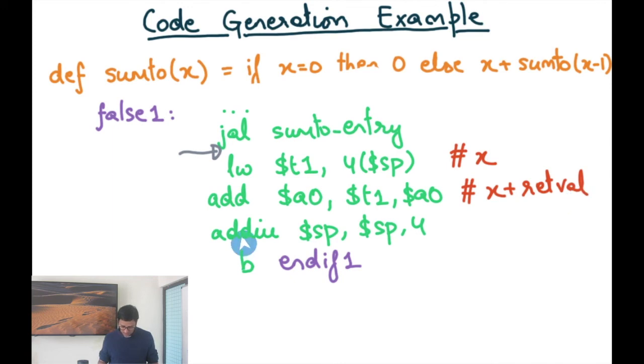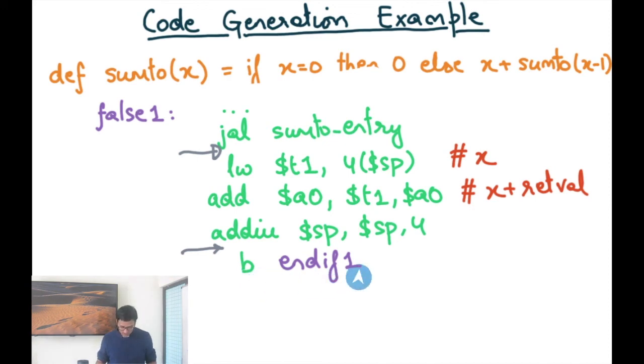Finally, because of the plus operator, I had pushed x to the stack, so I just pop that off the stack. At this particular location, I have computed the value x plus sum2 of x minus 1 in a0, and I have cleaned up the stack to exactly the state where it was before I started this computation. And so I'm done with the entire body of the else part, and I can branch to end if 1.